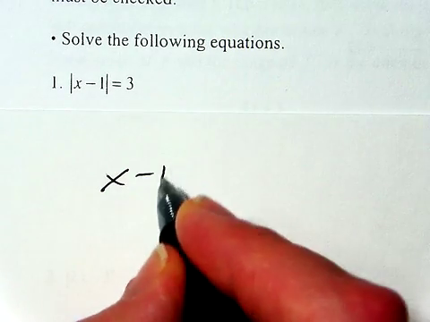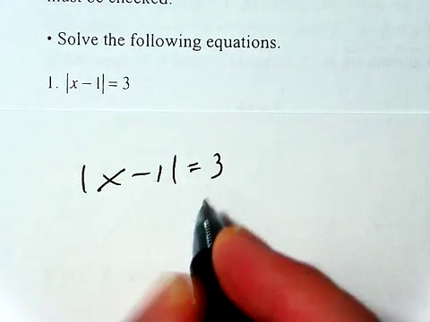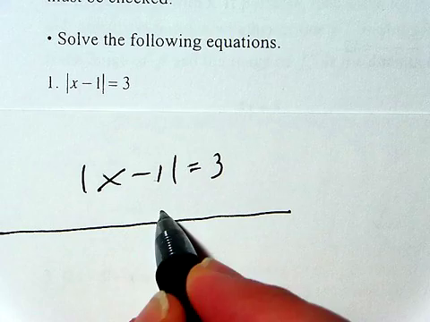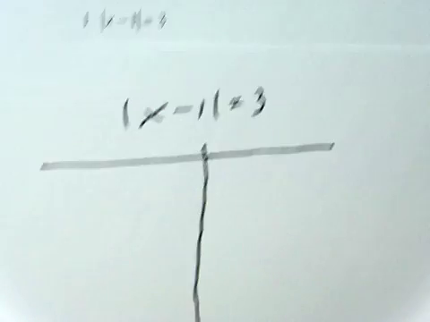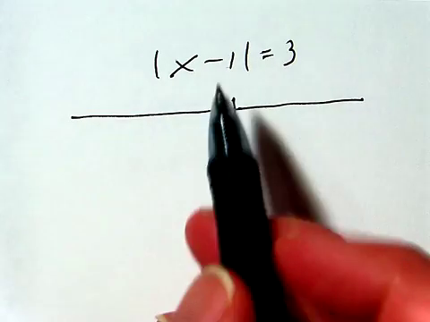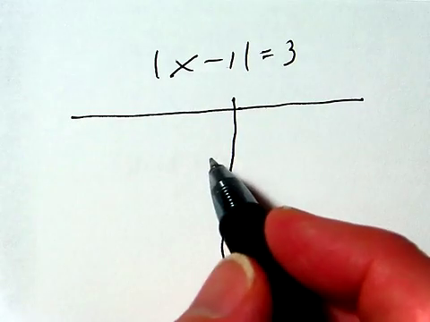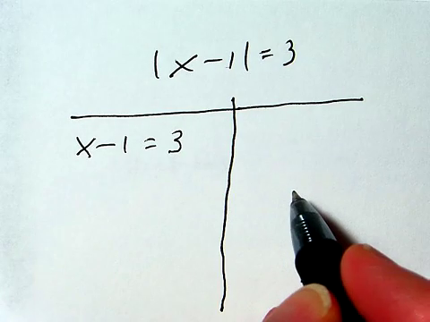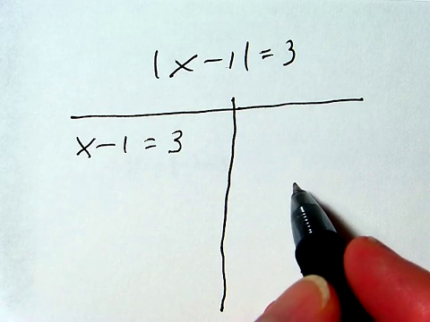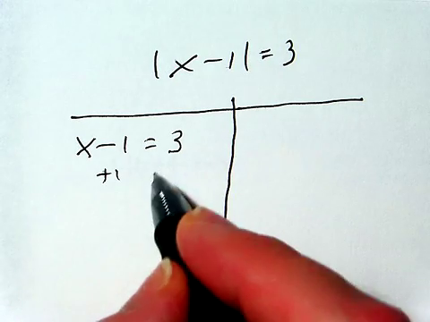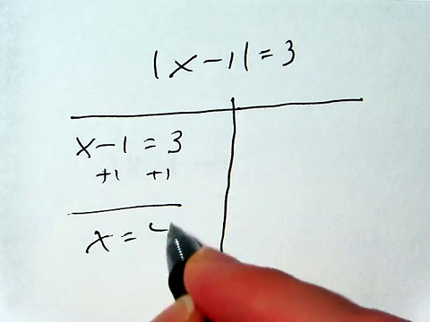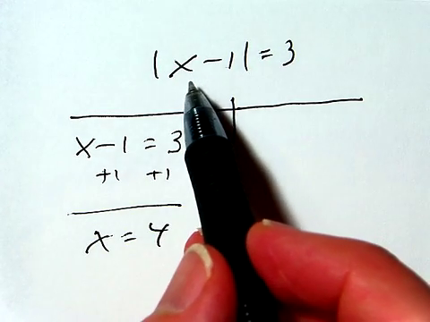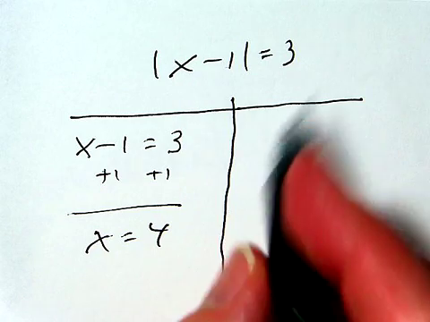Absolute value of x minus 1 is equal to 3 can be broken up into two possible equivalent equations. If x minus 1 is actually a positive number, then we can dispose of the absolute value sign and we can just simply solve the equation x minus 1 equals 3. When we do that, we get x equals 4, and as can be readily verified, that is a true solution.